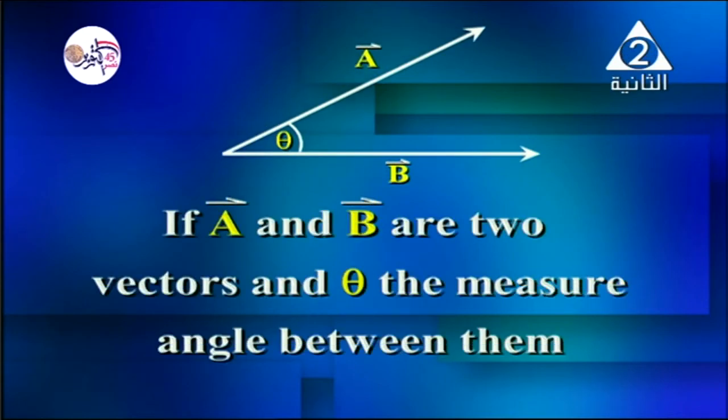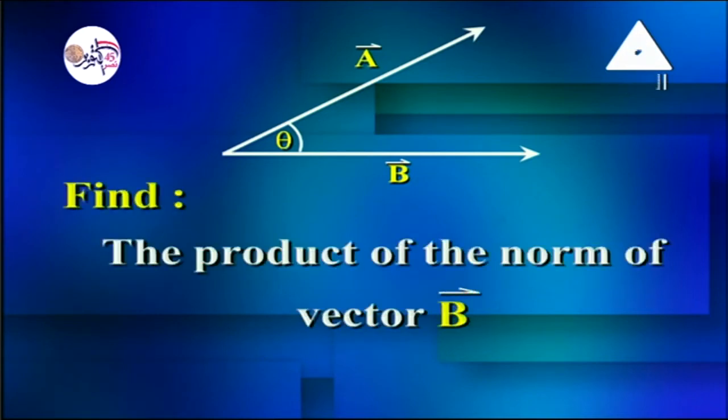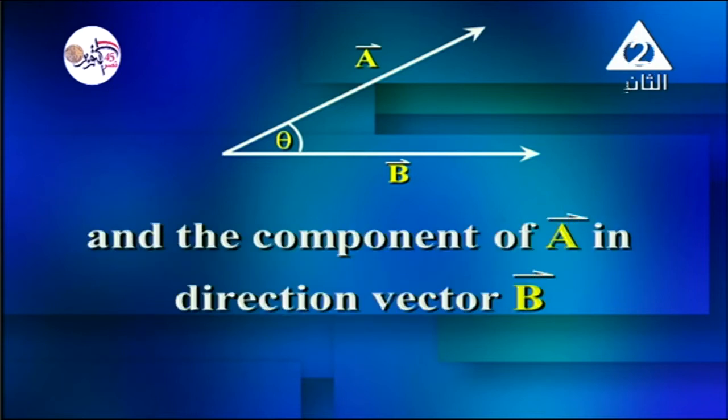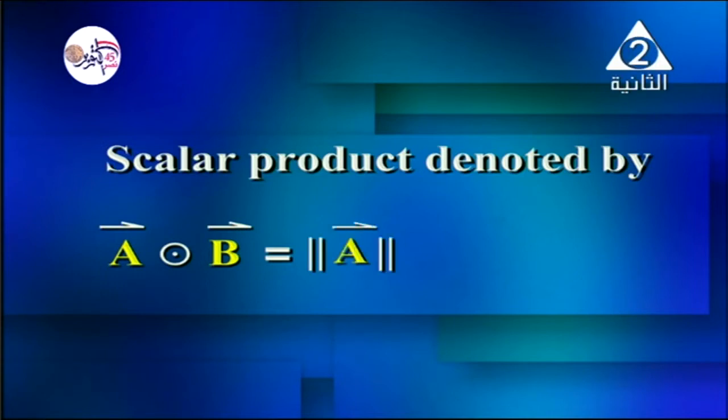My dear student, if we have two vectors A and B with theta degrees between them, and theta measures the angle between them, what do you deduce? The product of the norm of vector B and the component of A in the direction of vector B. The scalar product is denoted by A vector dot B vector. What is the rule? Norm A times norm B times cosine theta.